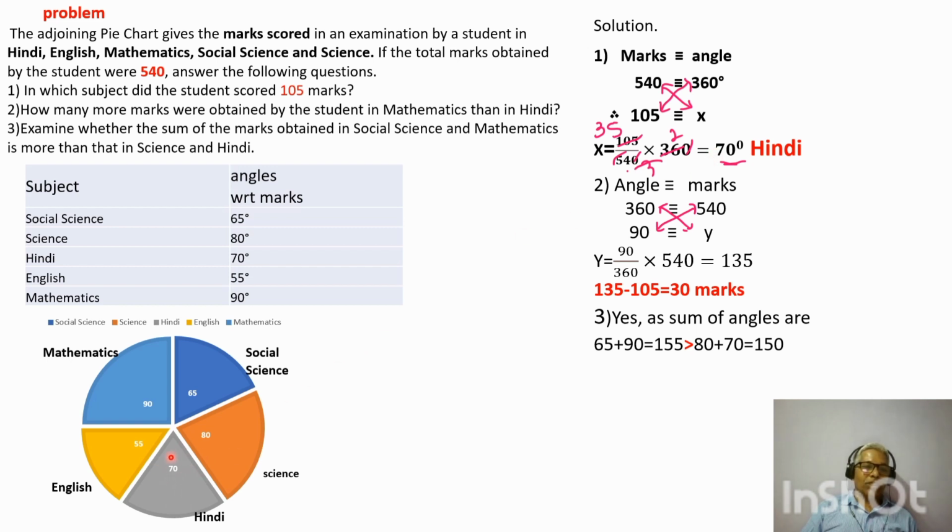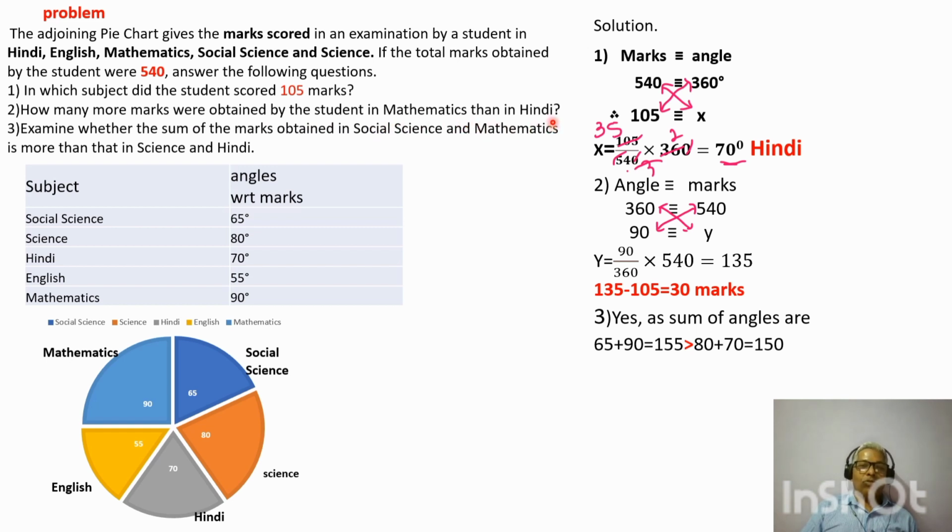Just see, we have found out the angle corresponding to these marks. Now you know how to find the angles corresponding to marks by this equation. So this is Hindi. Okay, so the first question is answered. How many more marks were obtained by a student in mathematics than in Hindi?